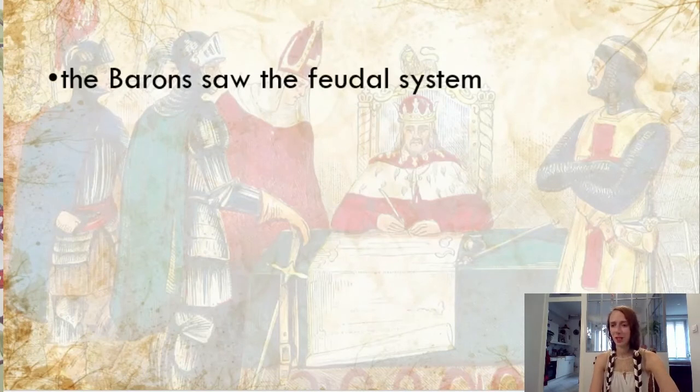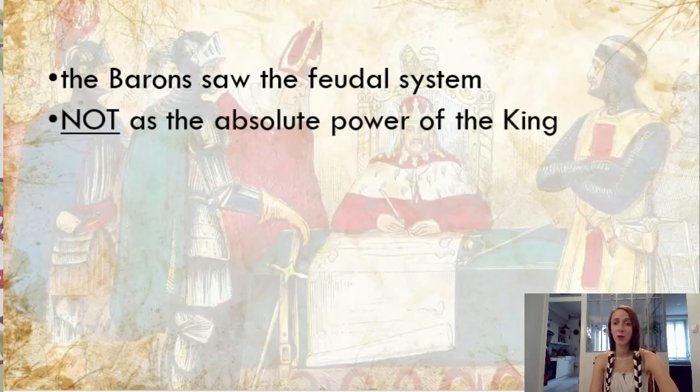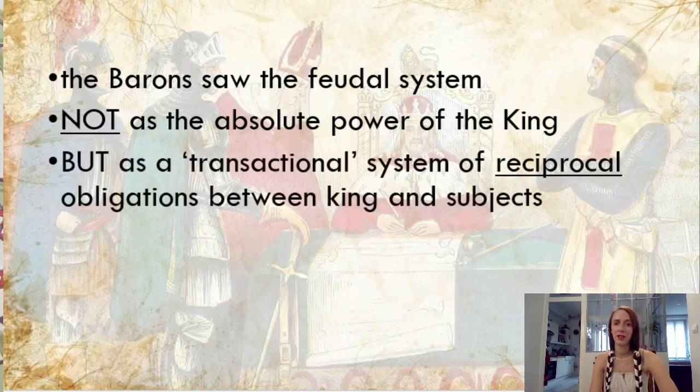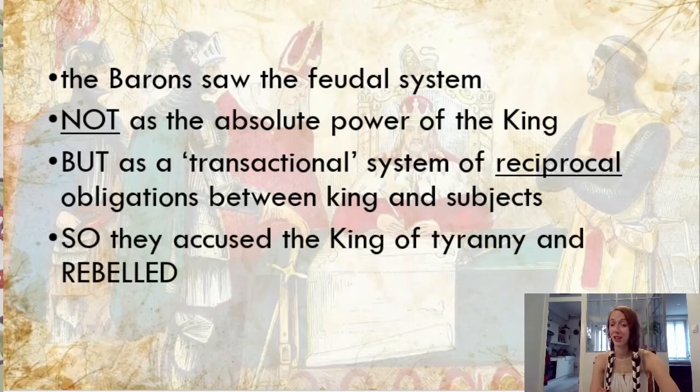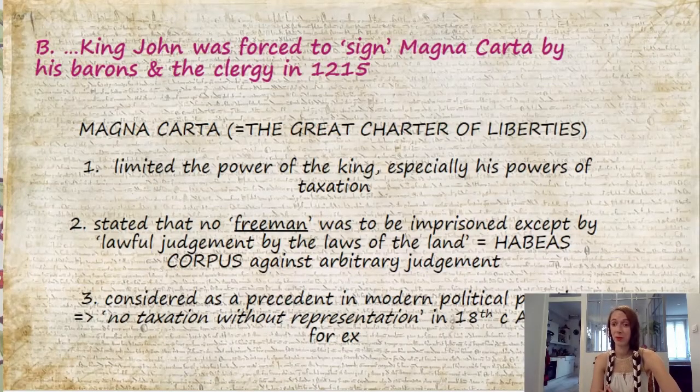Now, what happened is that King John was forced to sign Magna Carta by his barons and the clergy. Basically the barons saw the feudal system not as the absolute power of the king, but as a sort of transactional system of reciprocal obligation between the king and the subject. So they didn't think that the king could do whatever the heck he wanted. They thought that everyone had duties, and this was a relationship, in other words. So they accused the king of tyranny, and they rebelled, like, you're not abiding by those tacit rules.